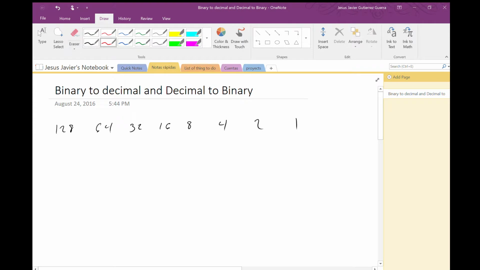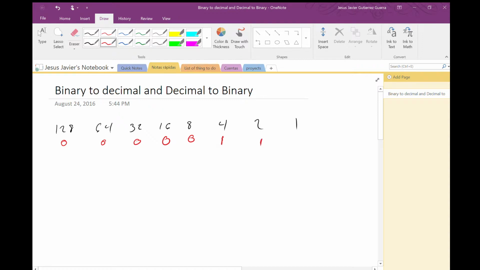So let's say I want to find the number 6. If I want to find the number 6, then I have to turn this off because 128 is way too big. Turn this off because 64 is way too big. Turn 32 off because it's too big. 16 goes off, too big. 8 goes off, too big. Well, 4 is less than 6, so we can turn it on. But what can we add to 4 so that we get 6? Well, 2. So we add 2.